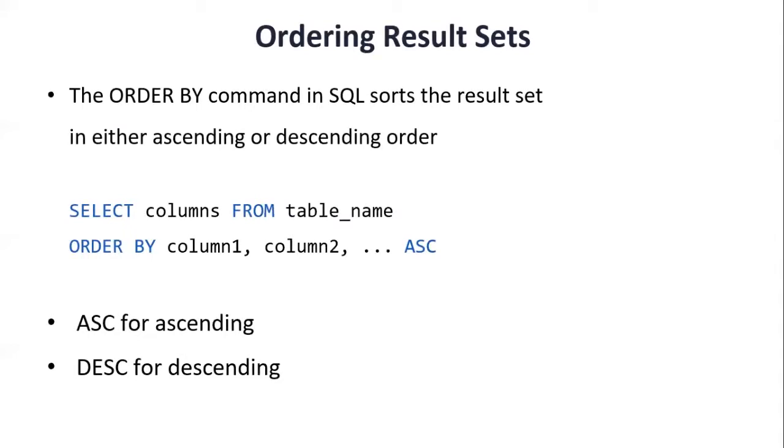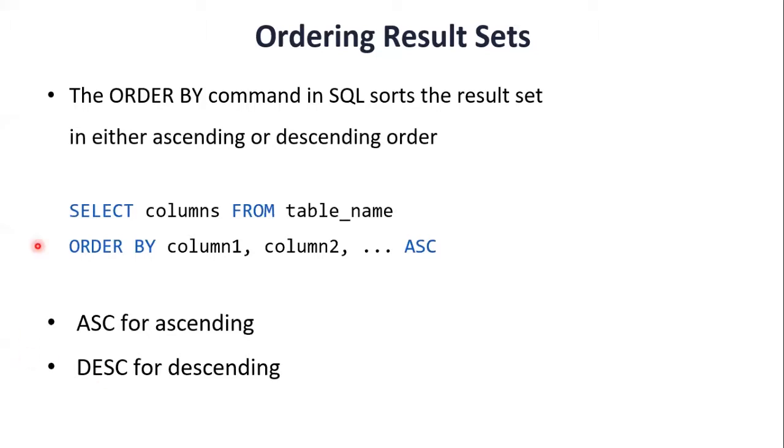Next, we will look at how we can order the result sets that we get from select queries. For that, we have a special keyword in SQL, that is order by. Using this order by command, we can sort the result set either in ascending order or descending order.